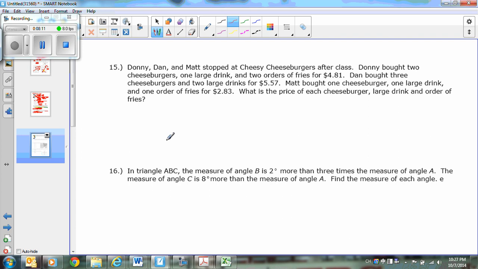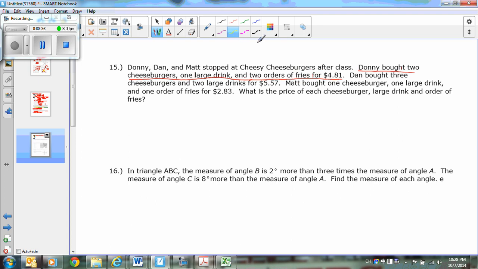Number 15 says, Donnie, Dan, and Matt stopped at Cheesy Cheeseburgers after class. Donnie bought, let's just underline this, Donnie bought 2 cheeseburgers and 1 large drink and 2 orders of fries and spent a total of $4.81.